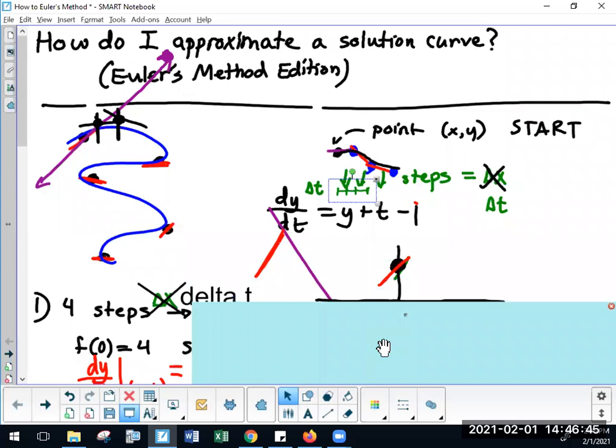So we are going to look at the function represented by the differential equation dy/dt equals y plus t minus 1. So that's what we're looking at.